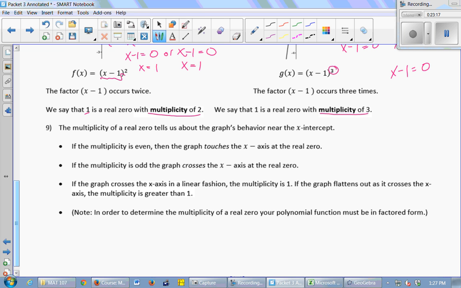All right, so if you want to find a multiplicity of a real 0, you have to be able to write your polynomial in totally factored form. You have to see how many times a factor appears to know how many times that 0 is going to appear.